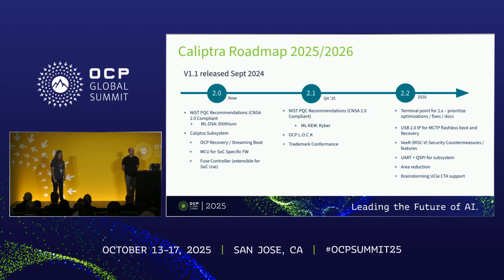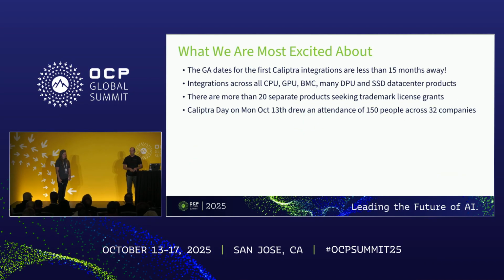You can see also the 2.2 milestone, which is tagged for some time in 2026, where we're looking at some of the things we couldn't do and some critical additions that we've learned are necessary based on where the industry is going. So let's talk about the things that we're really excited about right now.